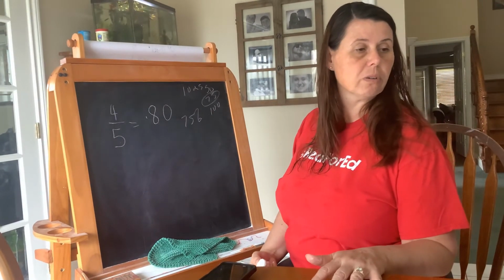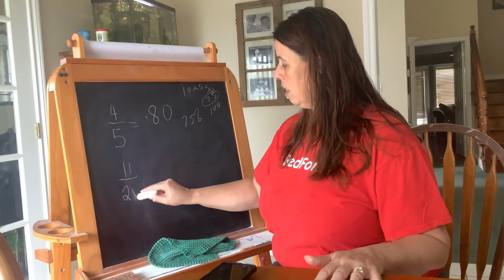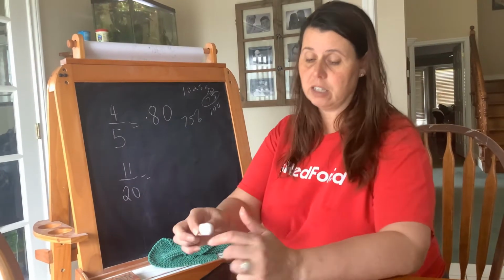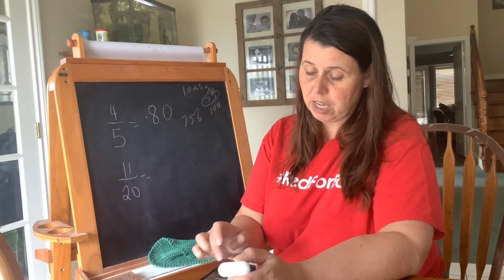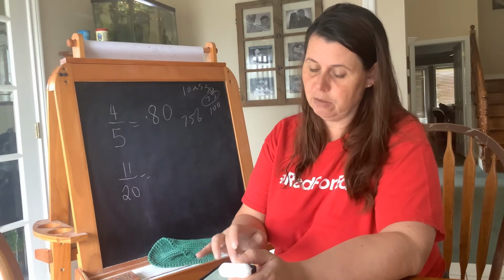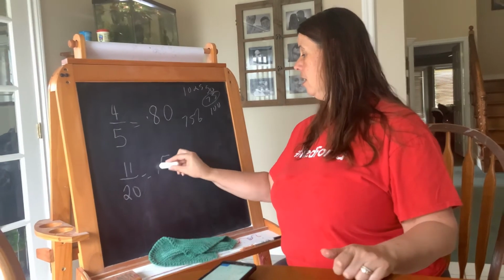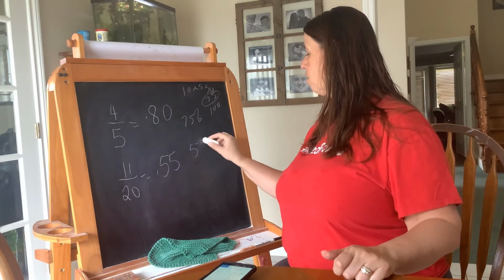Okay, I do one more with you. Let's try 11/20. Okay, for 11/20, I'm going to use my calculator because I don't know that one off my head. I could figure it out because a 20th is worth 5, so I bet you it's decimal 55, but let's see. Yep, decimal 55, which is 55%.